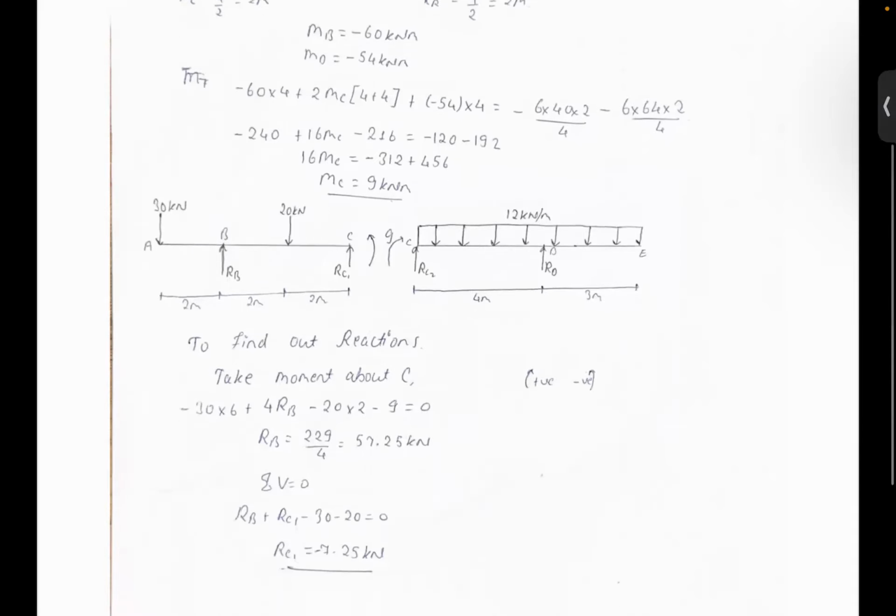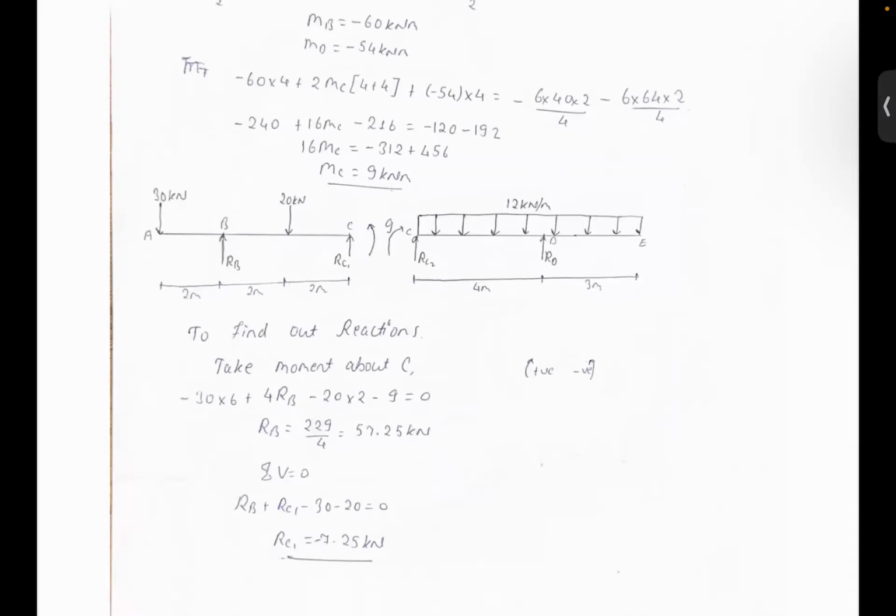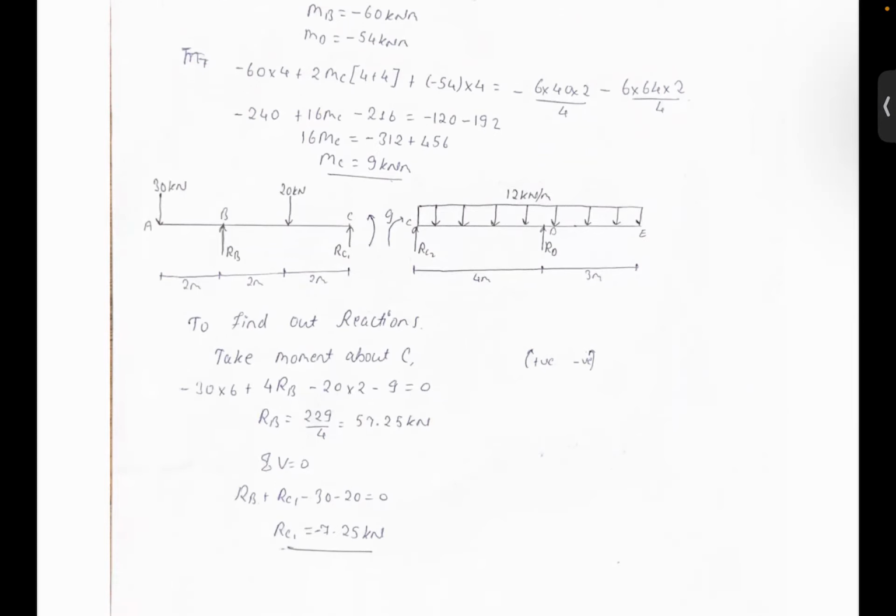Now we have to find the reactions at ABC. To find the reaction at B, we will take the moment about C. So we get the reaction at B. Now to find the partial reaction at C, we will use the sum of vertical forces equal to 0. So we get the partial reaction at C as minus 7.25 kilonewton.